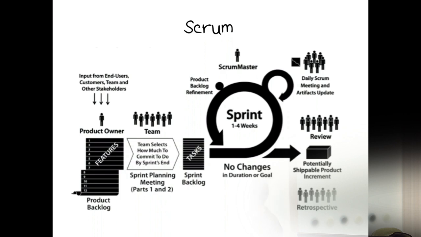So on the left here, we have the product owner. Product owner is just a Scrum term for product manager, the person responsible for the product. So they take input from end users, customers, the team itself, and other stakeholders. And based on that input, they produce something called a product backlog, which you can think of as a list of features, list of functionality.